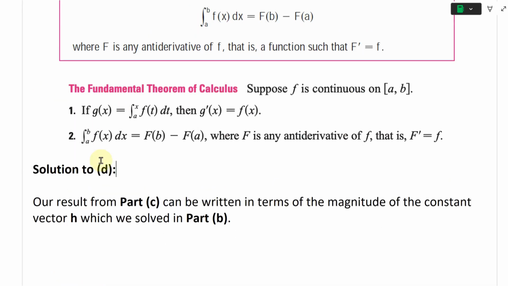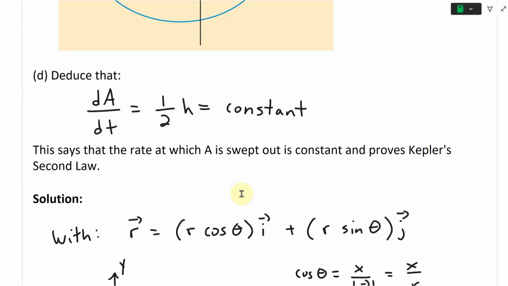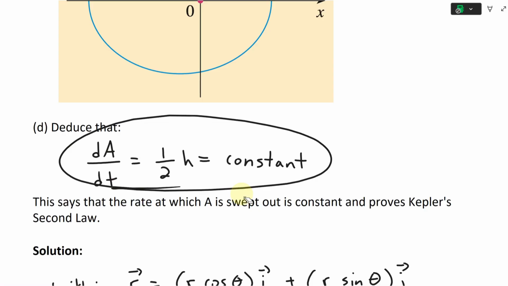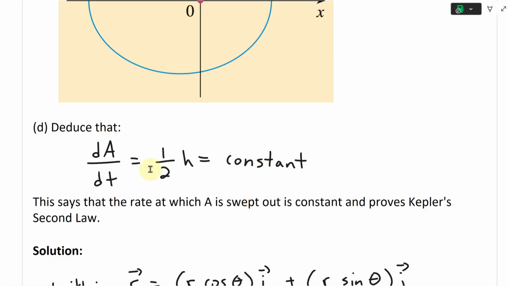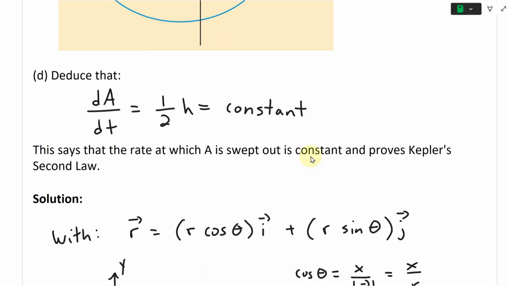All right, let's take a look now at the solution to part D. So our result from part C can be written in terms of the magnitude of the constant vector h, which we solved in part B. And again, if we scroll all the way back up to here, we're asked to deduce that dA over dt equals 1/2 h equals constant. So basically, to show that this derivative is constant. And we can already see that because this is just h, and that's constant. So we already solved it. Basically, this says that the rate at which A is swept out is constant and proves Kepler's second law.